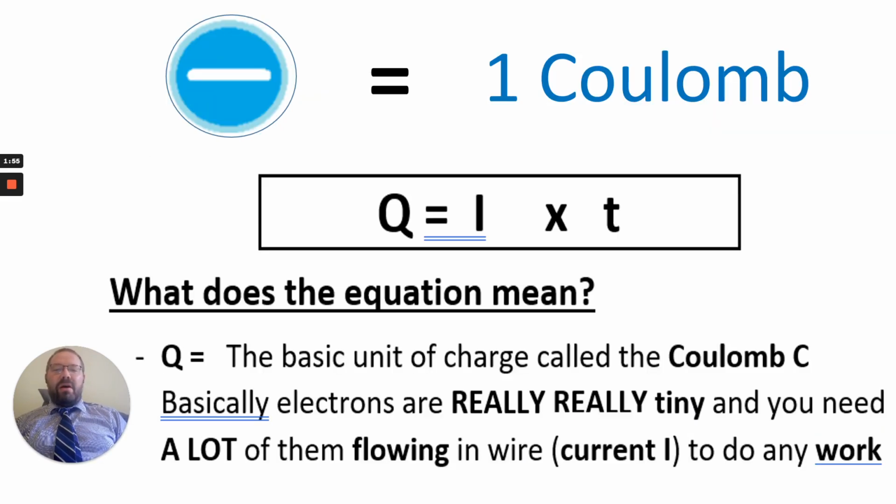Q is equal to I times T. The coulomb charge flow is equal to current multiplied by time. What does this equation actually mean? Electrons are really tiny, so you need trillions of them to do any kind of work.